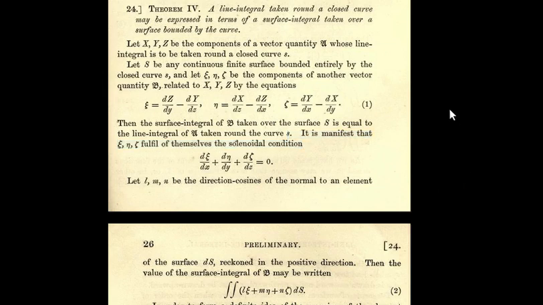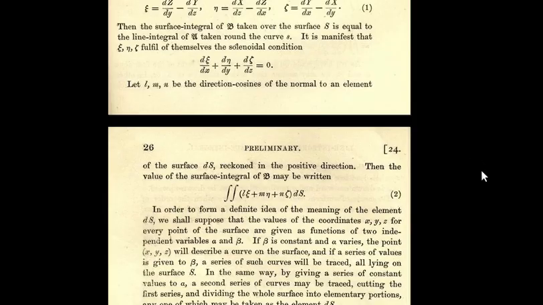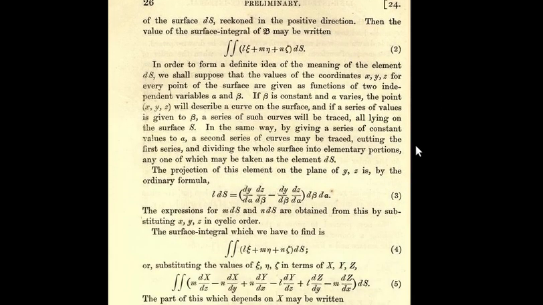Let l, m, n be the direction cosines of the normal to an element of the surface ds reckoned in the positive direction. Then the value of the surface integral of S may be written the integral over the surface of (l xi plus m eta plus n zeta) ds. Equation 2. In order to form a definite idea of the meaning of the element ds, we shall suppose that the values of the coordinates x, y, z for every point of the surface are given as functions of two independent variables alpha and beta.